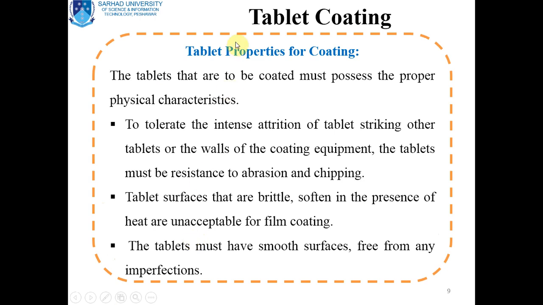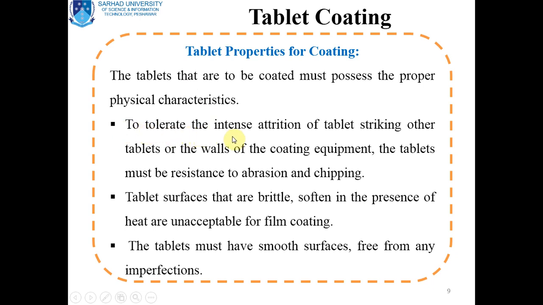Now in this session we will also discuss the tablet properties for coating. Every tablet cannot be coated and is not easy to coat, so the tablet properties for coating must be considered prior to coating the tablets. The tablets that are to be coated must possess the proper physical characteristics, and upon this criteria we process the tablet for coating. Some of the physical characteristics we must consider before properly coating the tablet are as follows.